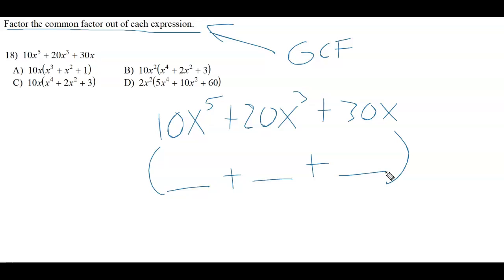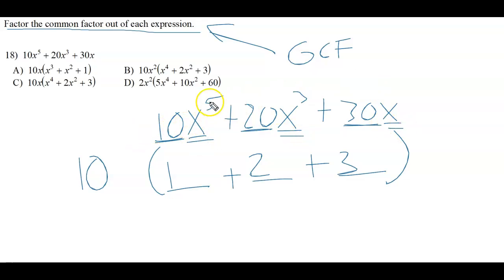So now let's begin. Let's focus on the coefficients first, 10, 20, and 30. What can you divide out of 10, 20, and 30? Well, there's lots of different answers you can give, but you want to divide out the biggest thing you can. And it turns out the biggest number that divides into all 3 of those is 10. So we're going to take out a 10. So if I divide 10 by 10, I get 1. If I divide 20 by 10, I get 2. If I divide 30 by 10, I get 3.